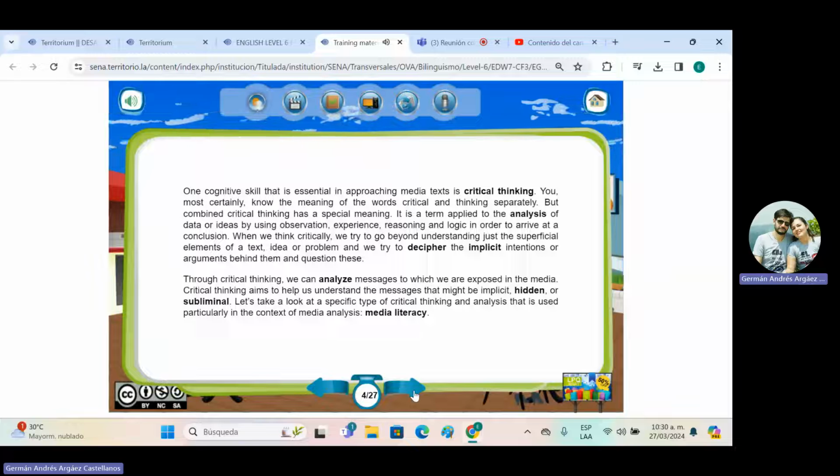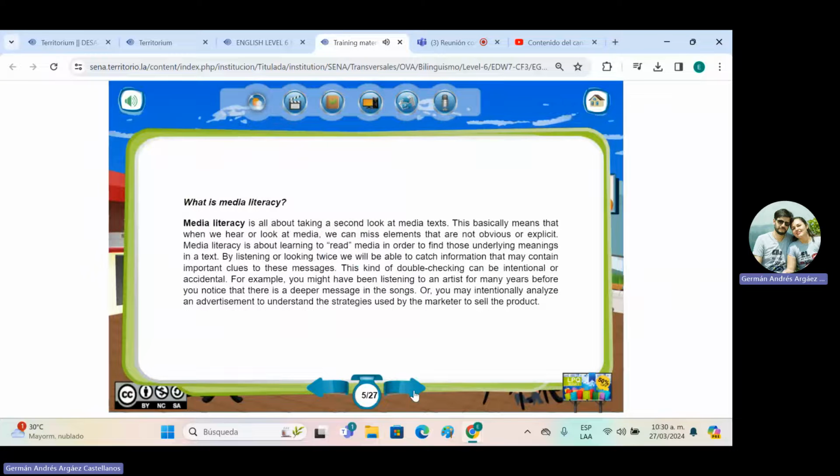Let's take a look at a specific type of critical thinking that is used particularly in the context of media analysis: media literacy. What is media literacy? Media literacy is all about taking a second look at media texts. This basically means that when we hear or look at media, we can miss elements that are not obvious or explicit. Media literacy is about learning to read media in order to find those underlying meanings in a text. By listening or looking twice, we will be able to catch information that may contain important clues to these messages. This kind of double checking can be intentional or accidental. For example, you might have been listening to an artist for many years before you notice that there is a deeper message in the songs. Or you may intentionally analyze an advertisement to understand the strategies used by the marketer to sell the product.